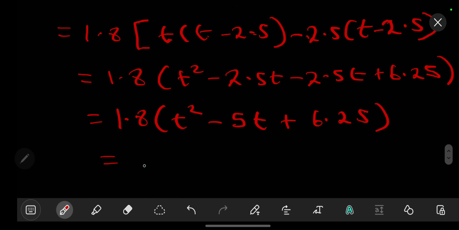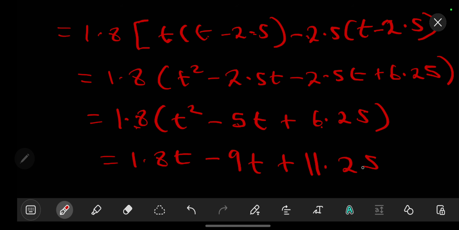So this will give us a value of 1.8t squared. We multiply this and this, we are going to get 5 by 1.8. This will give us a value of 9. So we have minus 9t, like that. 1.8 by this value, 1.8 by 6.25 will give us a value of 11.25. So we have plus 11.25. So this is the equation of the police. So this could be our equation number 1.